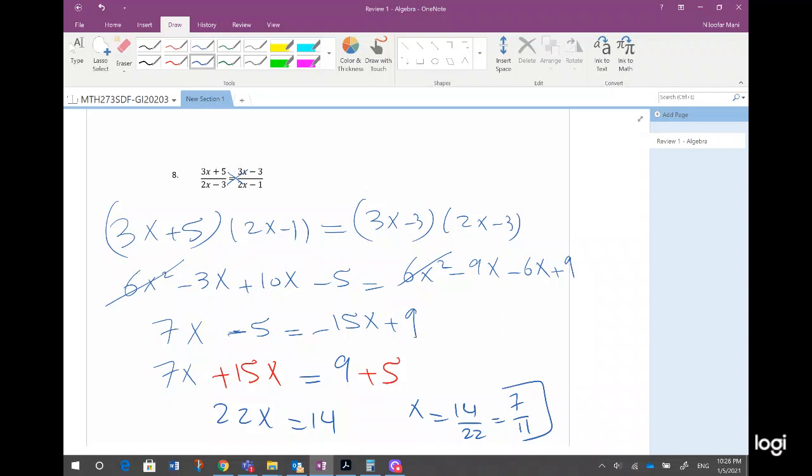If you want to make sure the answer is correct, you have to substitute it in and see if the left side equals the right side. So thank you so much, and I will continue the lesson in the next video.